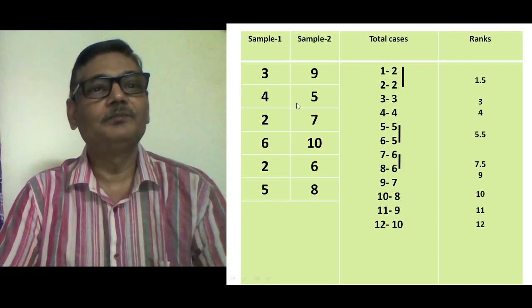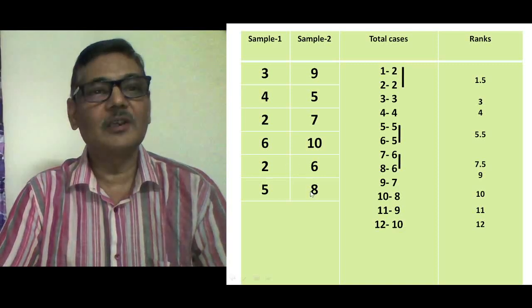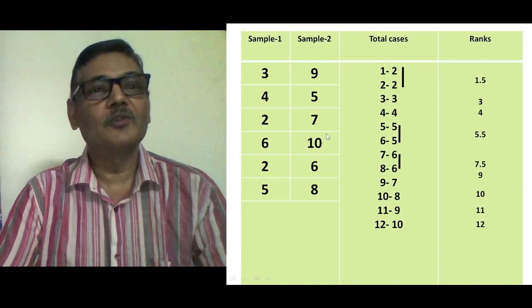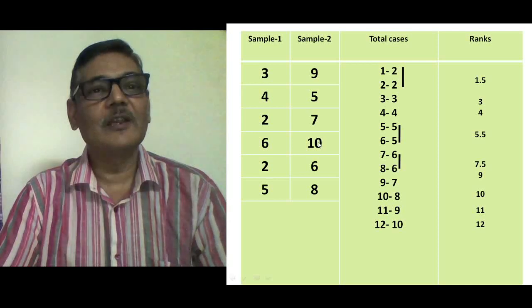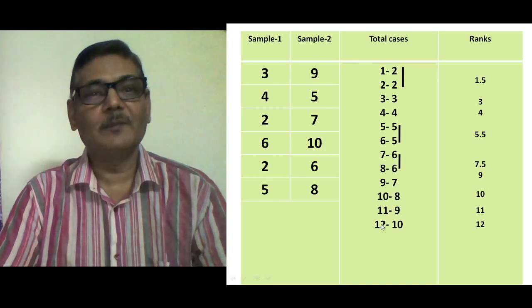Then it is 7, and it is coming once, so it is being ranked as 9. Then 8, it is coming once, so it is being ranked as 10. Next number is 9, and this 9 is also coming once, it is ranked as 11. And then the last number is 10, which is ranked as 12.